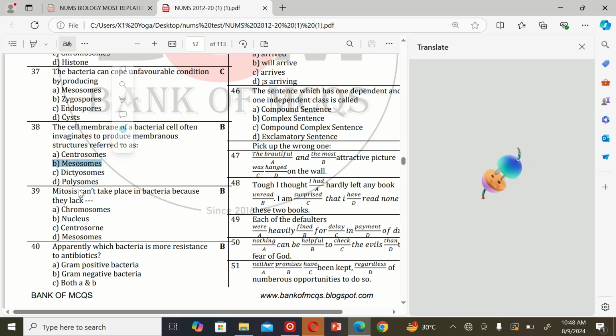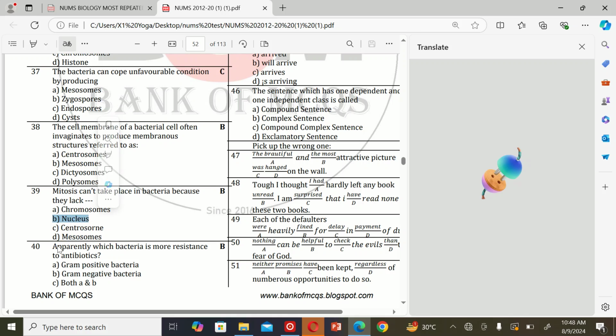The next MCQ is: mitosis can't take place in bacteria because they lack A. chromosome, B. nucleus, C. centrosome, and D. mesosome. So the correct option is B.